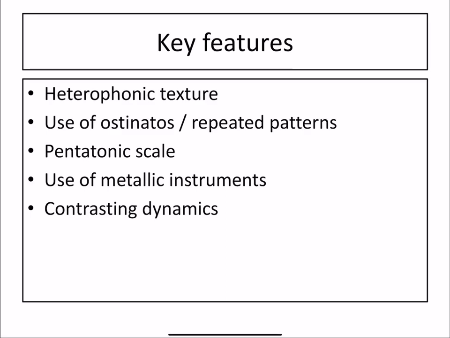So just some key features for you here as we've got in the other example. Heterophonic texture, use of ostinatos, pentatonic scale, use of metallic instruments, and contrasting dynamics. Now, again, you can choose to memorize some of the other vocab, but I've just slimmed this down to what is absolutely essential for the exam. Okay, so pause the video, get your notes down before we move on.